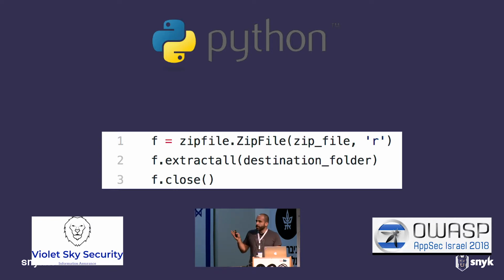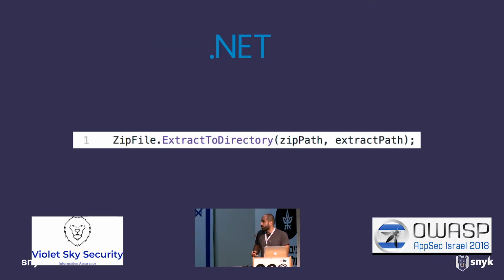So when we look at Python, for example, if a developer wants to extract a zip archive within Python, it's pretty simple. We have the zipfile library, and it's a library provided by the Python runtime. And so all we need to do is just call this single method called extractall, provide the destination folder, and our files will be extracted. So basically, a very simple, almost single line of code that the developer needs to call. Same goes for .NET.